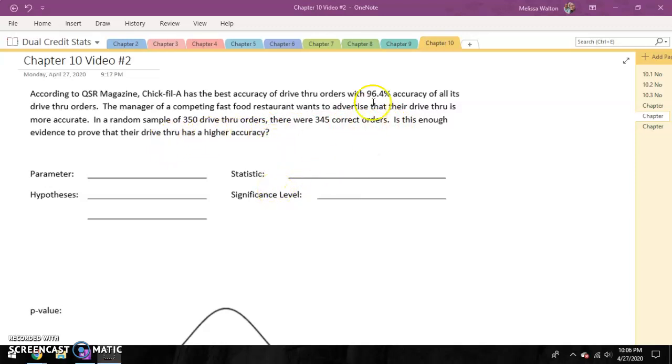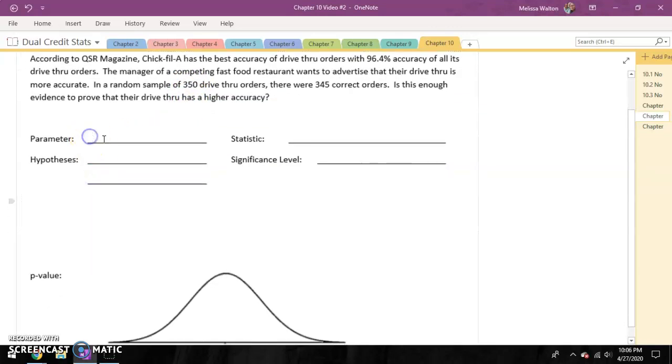All right, so overall, Chick-fil-A is king of accuracy in terms of orders with 96.4%. However, another manager wants to state that they have better accuracy. So he or she did a sample, and we have 345 correct orders out of 350. And is this enough to prove that they have a higher accuracy? All right, so what parameter are we looking for here? Well, this one is talking about a proportion of correct orders. All right, that is what we are going with, proportion of correct orders.